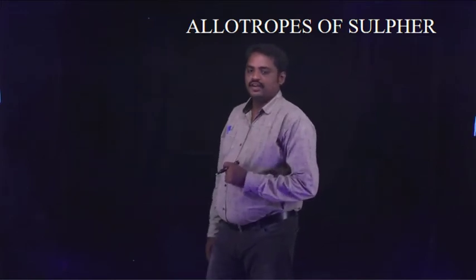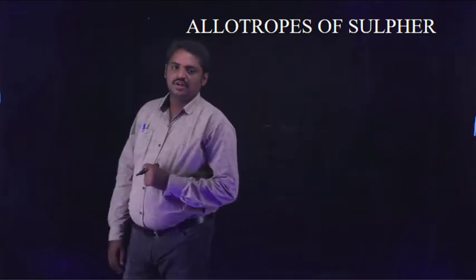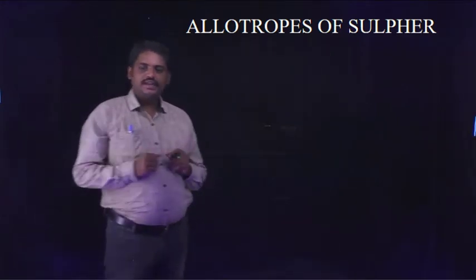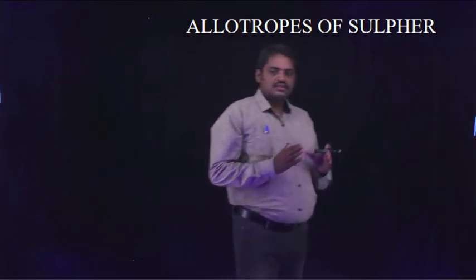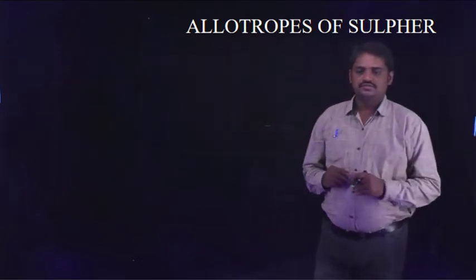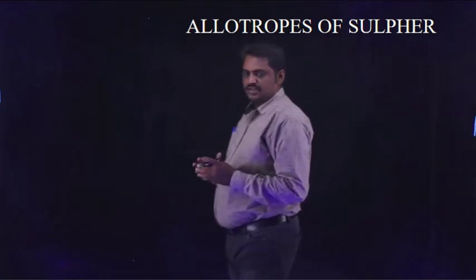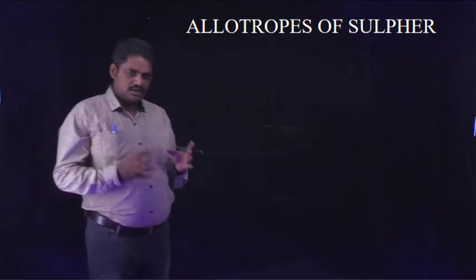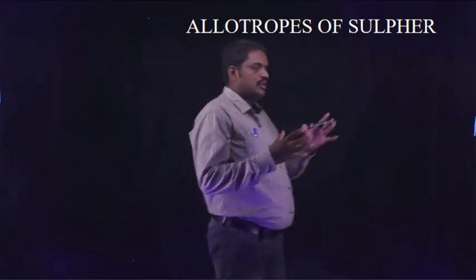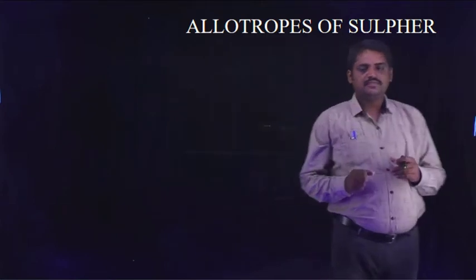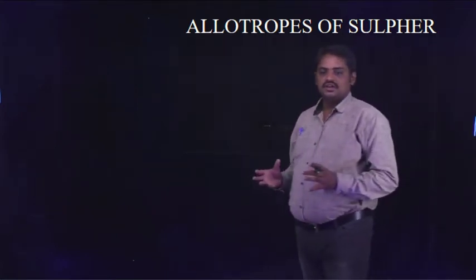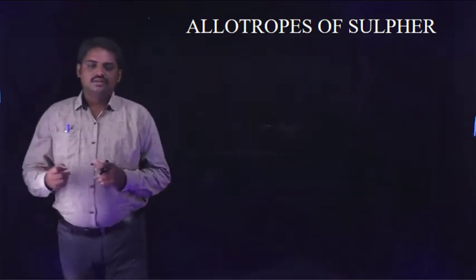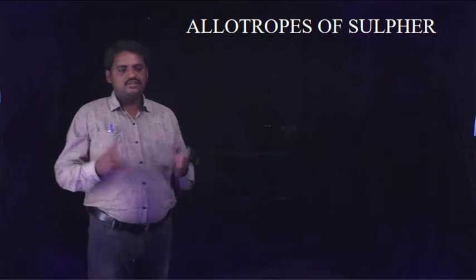Today we are going to learn about allotropes of sulfur. Sulfur is one of the 16th group elements, like oxygen, sulfur, selenium, tellurium, and polonium. Polonium is a radioactive element. The remaining elements are known as chalcogens.